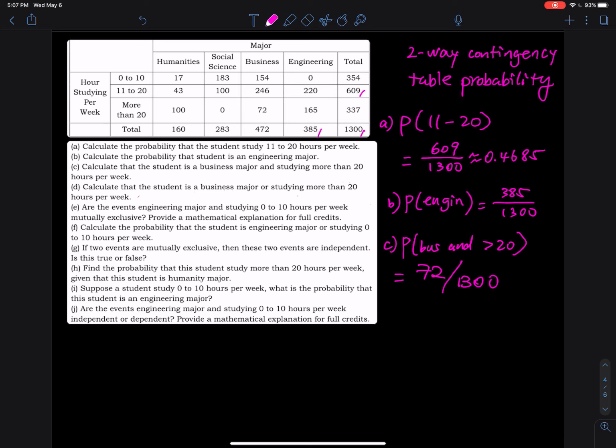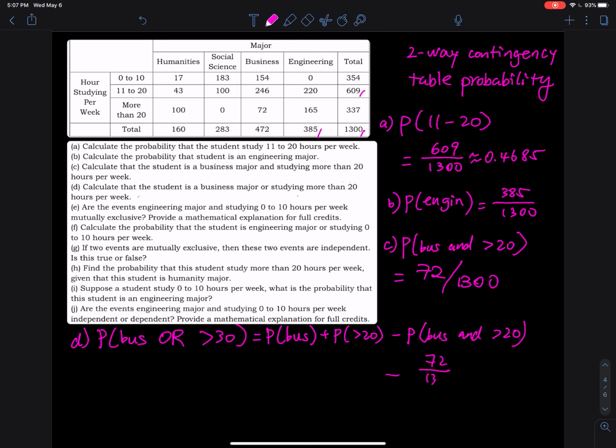And then part D is business or more than 20. So for D, we have the probability of business or more than 20. This is one event or the other. So using the inclusion-exclusion principle, we have the probability of business plus the probability of more than 20 minus the probability of business and more than 20, which is both events, right? We found that in the previous subproblem. So how many business majors do we have? The answer is 472 divided by the grand total.